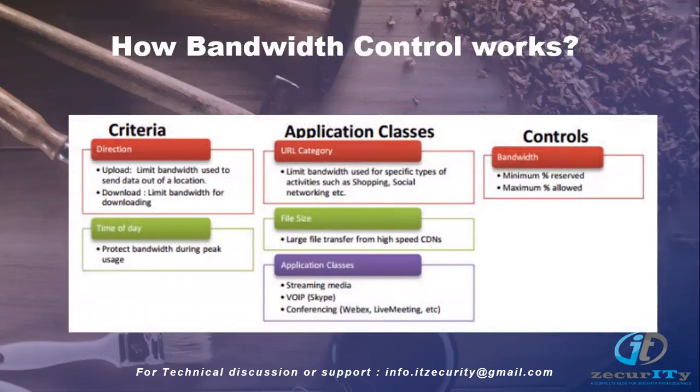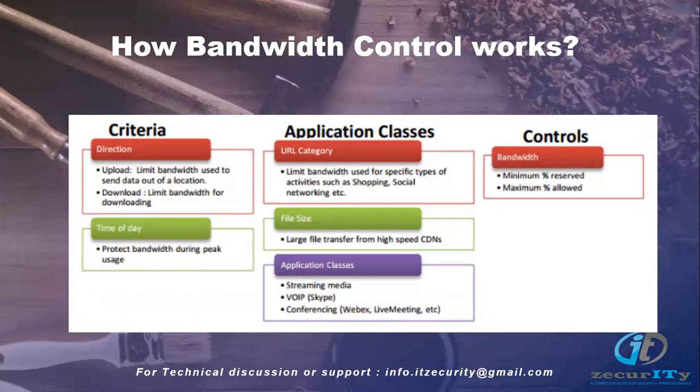There are two criteria you predominantly apply for bandwidth control. One is upload, another one is download. This criteria is configured under the locations. Upload is to limit the bandwidth used to send data out of a location, and download is to limit bandwidth for downloading. Time of the day, you can protect bandwidth during peak usage times.